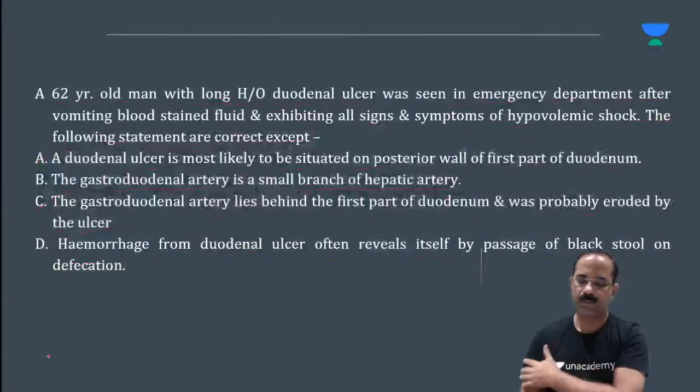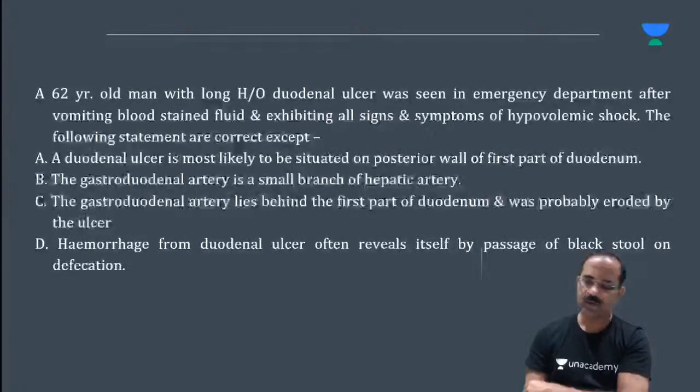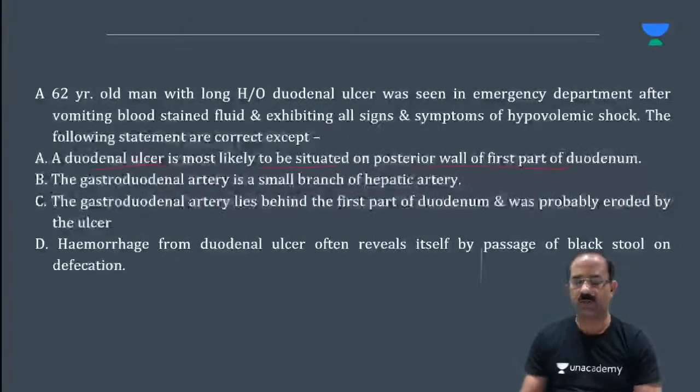I'll erase the ink. So, a 62-year-old man with a long history of duodenal ulcer was seen in the emergency department after vomiting blood-stained fluid and exhibiting all signs and symptoms of hypovolemic shock. The following statements are correct except: the duodenal ulcer is most likely to be situated on the posterior wall.